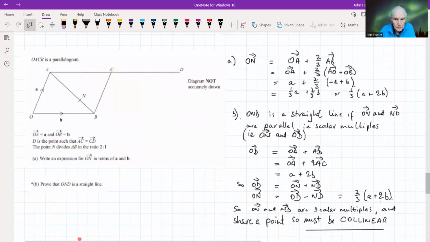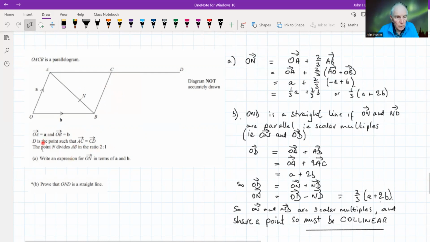Let's have a look at this. OACB is a parallelogram. I mentioned parallelograms before, because the parallel sides will have the same vector values. So here we can see from this diagram, this value here is A, and this is B. So this one is B and this one is A. It also says D is the point such that AC equals CD. So if this one is B here, then we know that CD is also B.